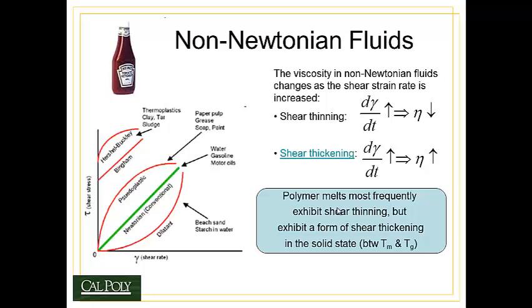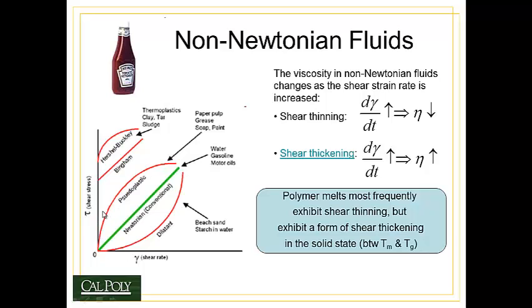But many materials are non-Newtonian, especially polymers. In this case, if I plot the shear rate versus the shear stress, I get a nonlinear response. Some polymers and substances are dilatant, which means that they shear thicken. As the shear rate goes up, the viscosity increases dramatically, leading to higher shear stresses.